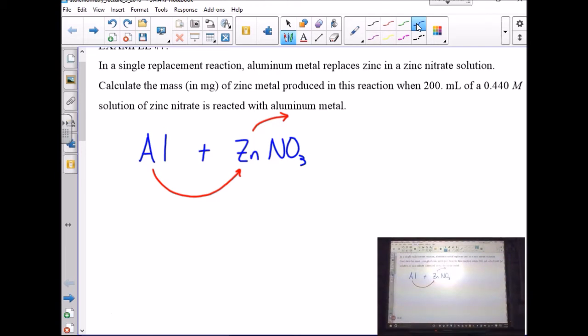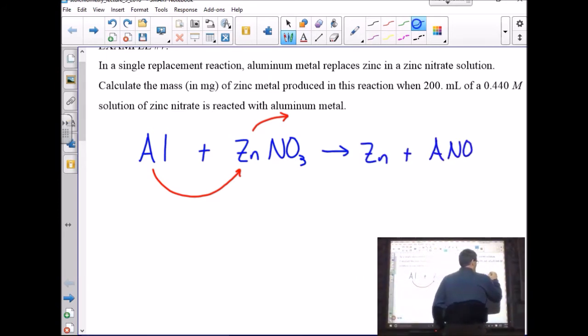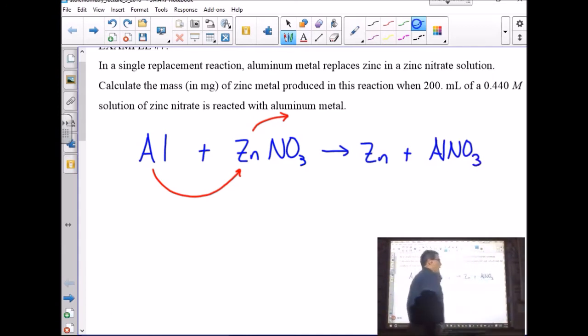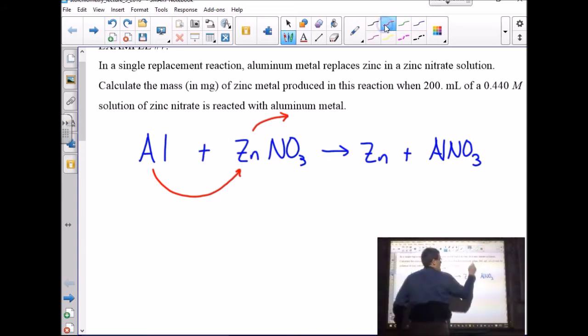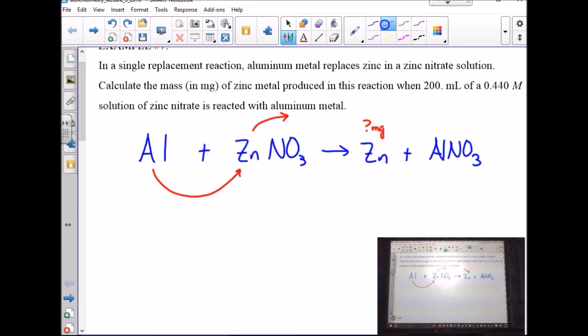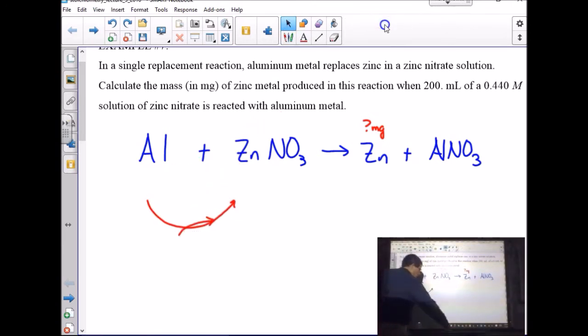So what will my products be here? Zn. So we're going to have the zinc kicked out. And go ahead, what else? AlNO3. And we'll come back and balance that here in a moment. Okay, so that's what the question's saying. That aluminum replaces zinc in a zinc nitrate solution, and it does say, question mark, milligrams of zinc produced. But that's all it says. It doesn't say anything about the aluminum nitrate. So remember how to predict the products for single replacement, double replacement reactions. Those are going to be pretty typical.